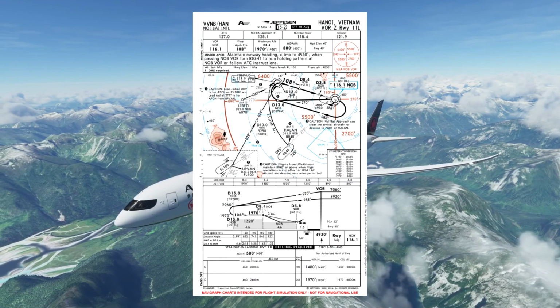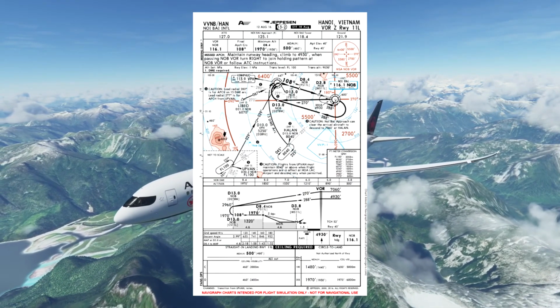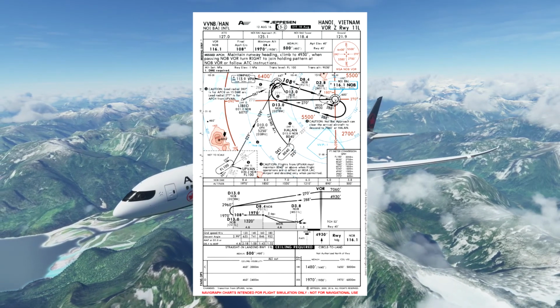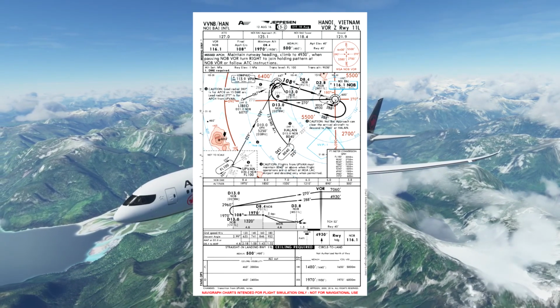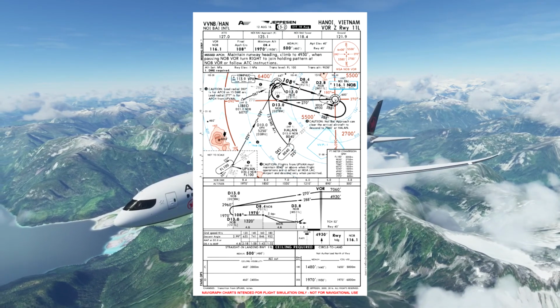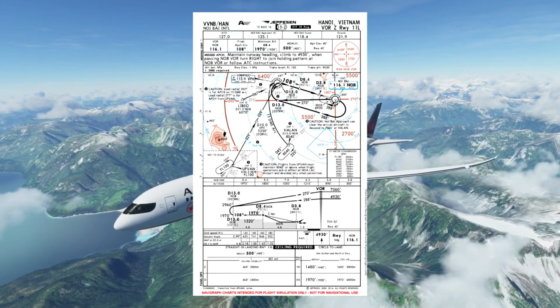Again, another type of approach you'd have, and these are the Hanoi charts for Vietnam, are VOR approaches. Similar to the NDBs, except this time you're using VORs, which give you specific radials you can follow in, so they're a little bit more accurate, and sometimes you can actually get DME information from them.